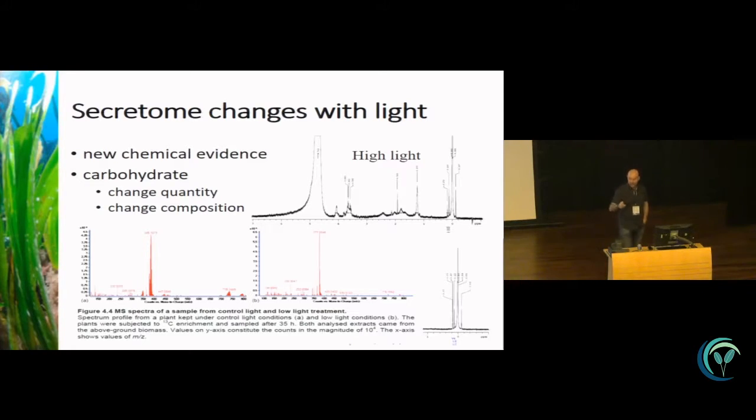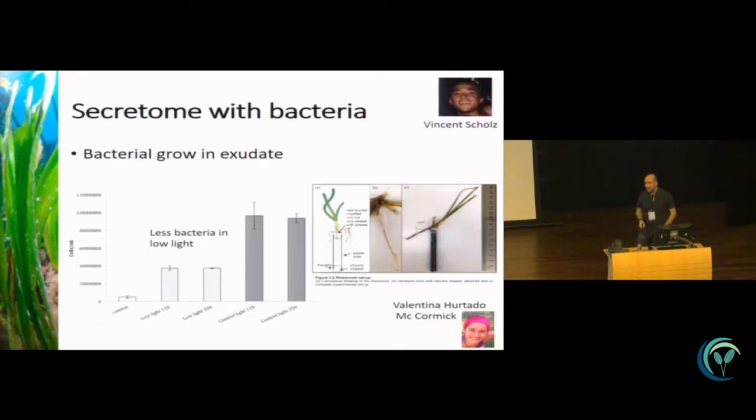Now we need to stick the bacteria into the system. This is some work by Vincent Schultz. We had these tubes where we stuck the roots, we collected the exudate, we manipulated the conditions of the plant, and then we measured what happened here. And we got infinitely more bacteria in the systems that had a lot more exudates.